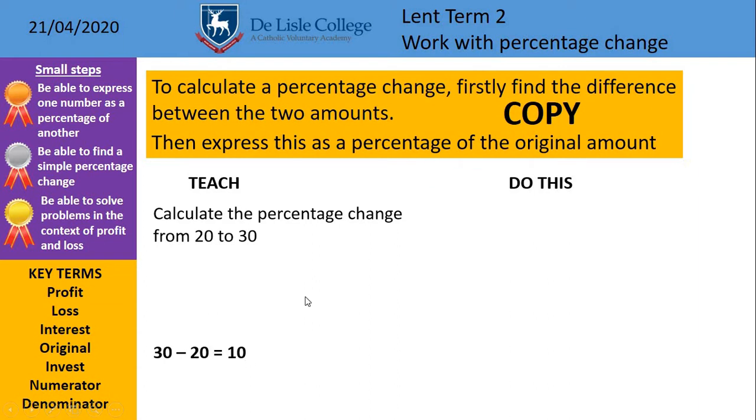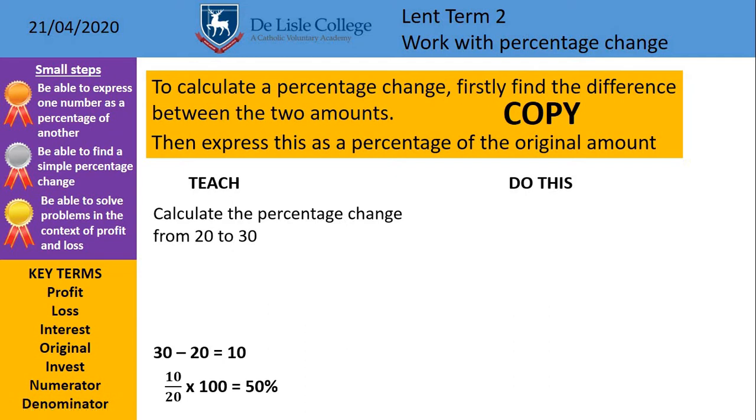Then we're going to express this as a percentage of the original. So the original was 20. So I'm going to write this. So 10 out of 20. That would give me the fraction. To get it as a percentage, I've multiplied by 100. So it's a 50% percentage increase from 20 to 30. If the numbers had been the other way round, from 30 to 20, it would have been a 50% decrease.